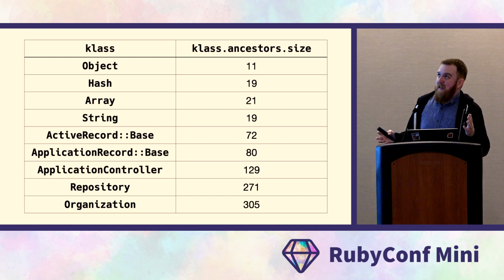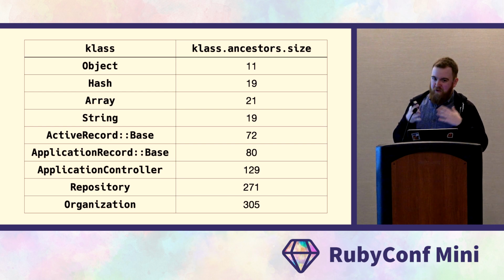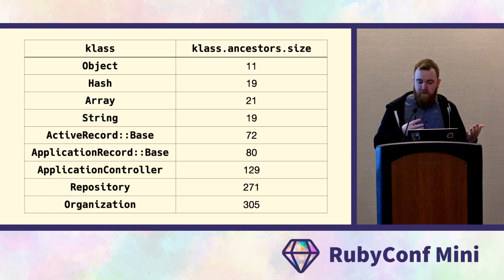And in a lot of cases, it's not just 5 comparisons we have to do. So this is the number of ancestors we end up with in GitHub's largest application.